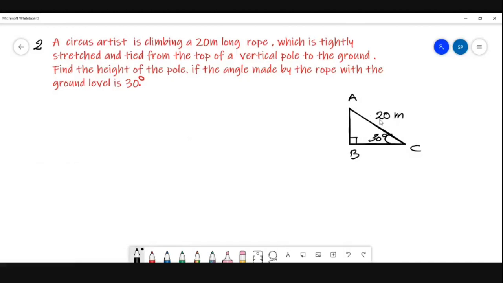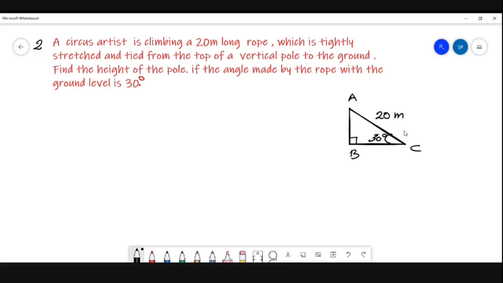Here AC represents the rope, which is tightly stretched from the point A on the vertical. This is the vertical pole. AB is the pole, and from the point A the rope is stretched to the point C, where the rope and the ground make an angle of 30 degrees. So here, this is the angle of elevation, 30 degrees. That is, the rope and the ground make an angle of 30 degrees.